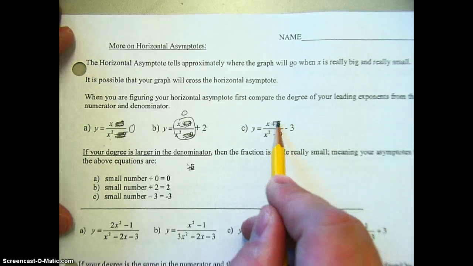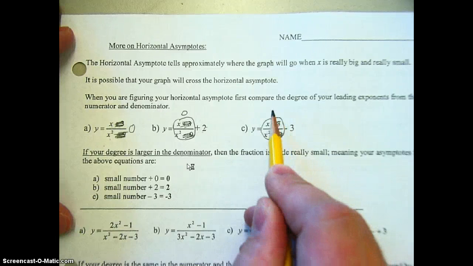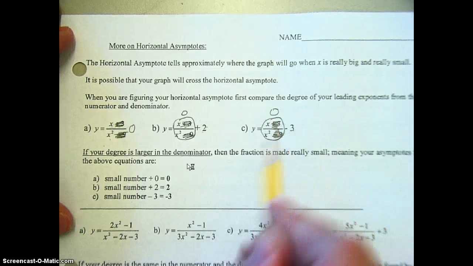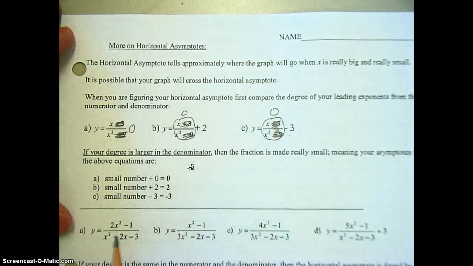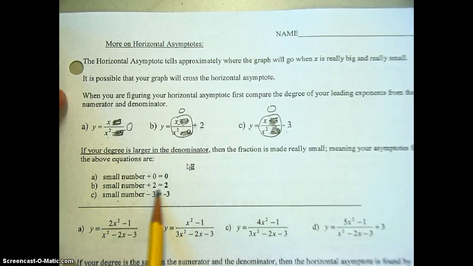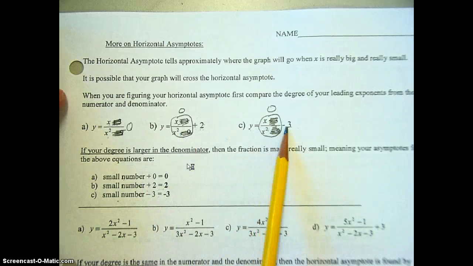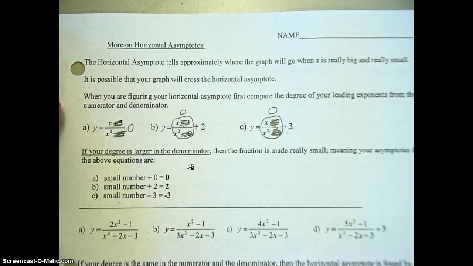Whereas here, it's again 1,000,000 over 1,000,000,000. The contribution from the fraction is 0, and you subtract 3, your horizontal asymptote's at -3. Y equals -3. And that's what this is summarizing down here. Okay, you get an extremely small number plus 0. You get an extremely small number plus 2. And you get an extremely small number minus 3. Okay, those are where your horizontal asymptotes are when your degree is larger in the denominator.